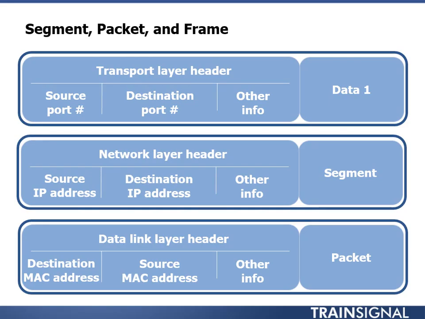Now, the segment, the packet, and the frame. These three datagram types are going to be exactly what we see in Wireshark, and it's going to be what we use to troubleshoot in Wireshark.